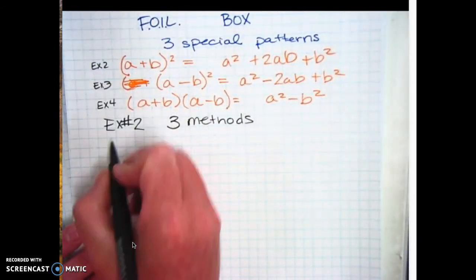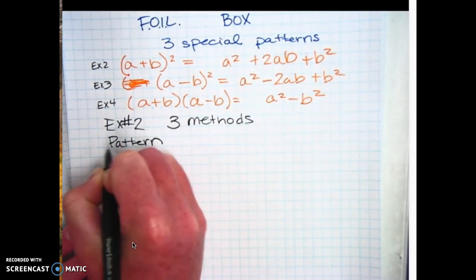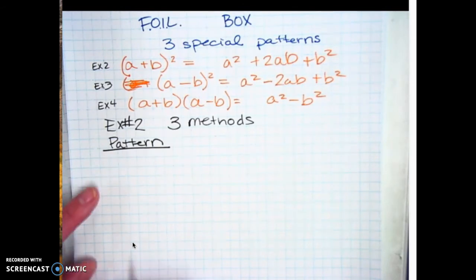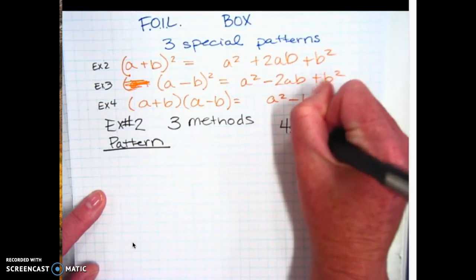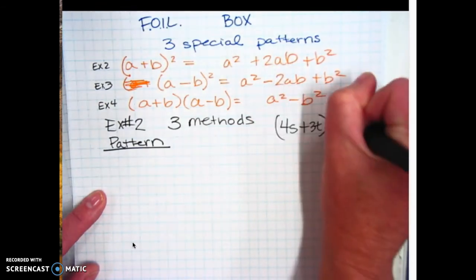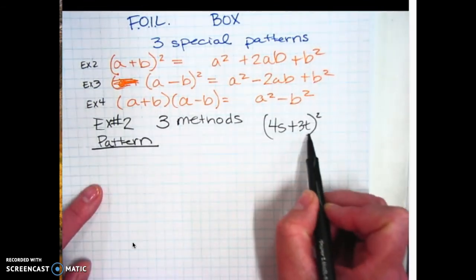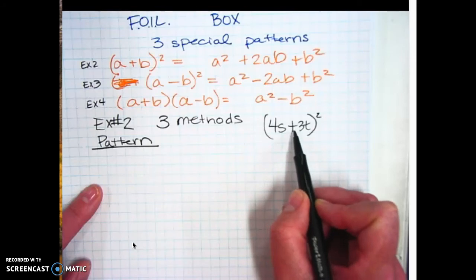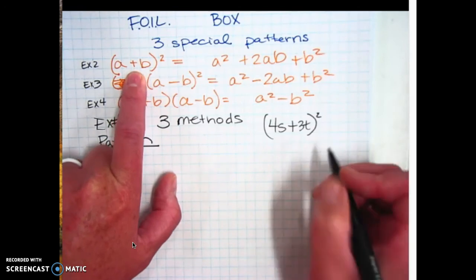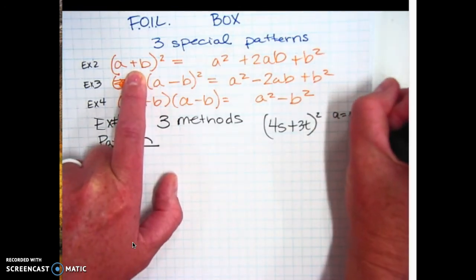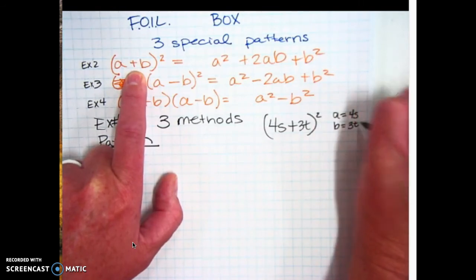All right, so let's do the pattern first. Oh, I need to give you the problem. The problem is (4s plus 3t) quantity squared. Okay, so we have the binomial squared and we're adding it. All right, so if we want to use this pattern for this one right here, our a is going to be 4s, our b is going to be 3t.